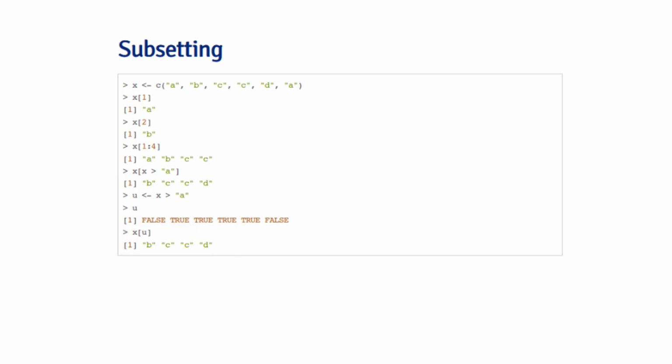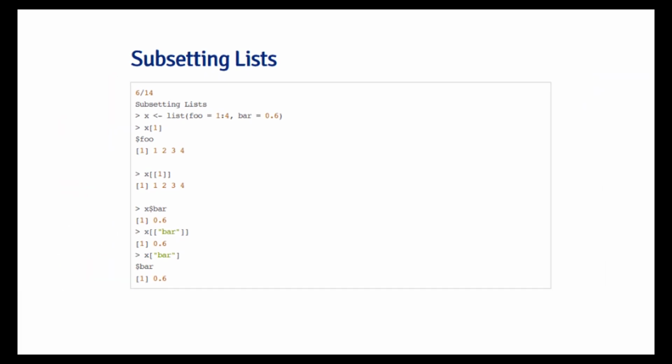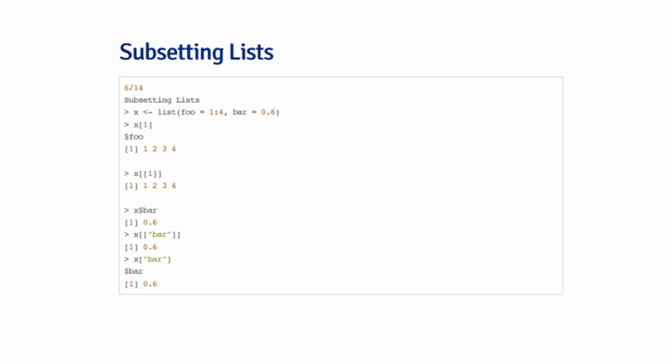So there are two types of indices that I use here. The first type was the numeric index, and the second type was the logical index. Subsetting a list is a little bit different because you can use the double bracket or the $ sign operator. You can also use the single bracket operator.